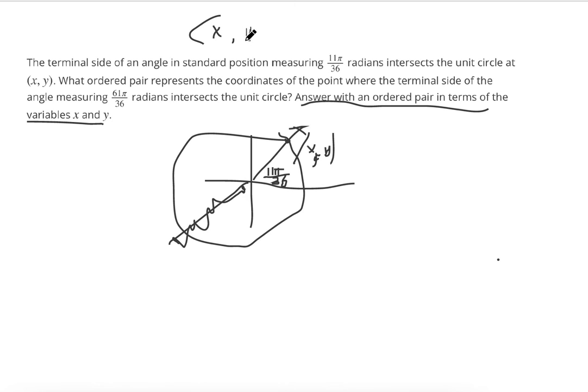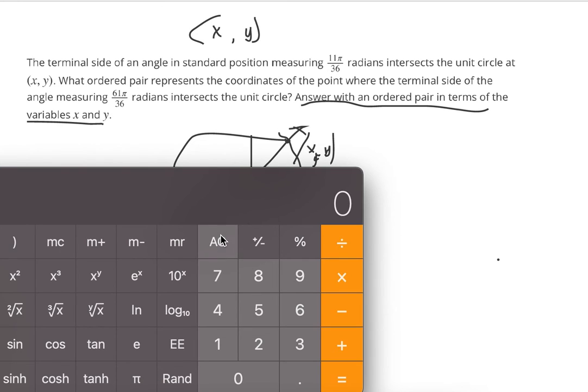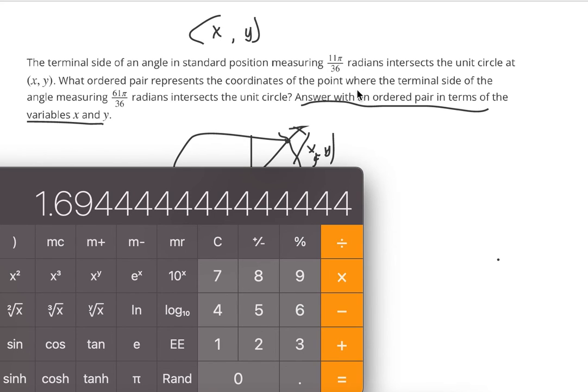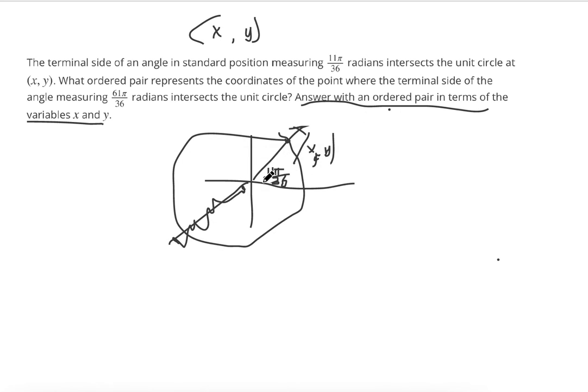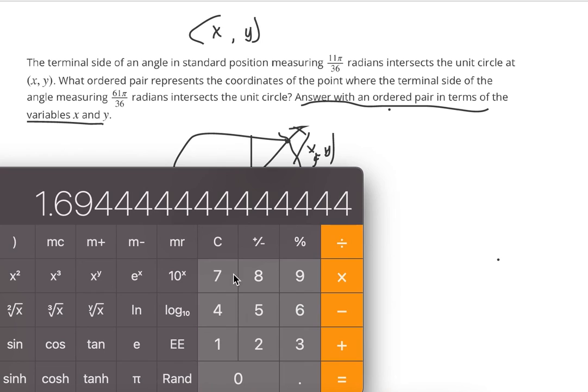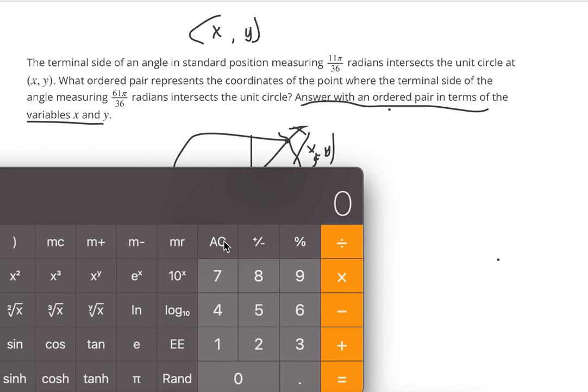But the question that they're asking is, hey, there's this new angle that's 61 pi over 36. Look, that's almost 2 pi, right? That's 1.69444 pi. So that's an angle that's over here. That's why my first drawing was wrong. And if you compare that to 2 pi, if you compare that to 2 full revolutions around the circle, 72 over 36 would be 2 pi.